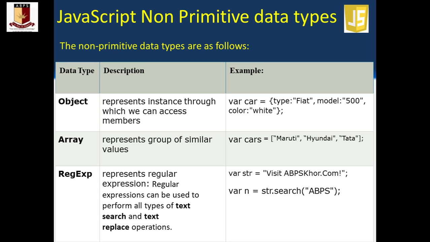Array represents a group of similar values. Similar values may be numeric or text. Suppose we have to store 100 values of the same type in JavaScript. Generally, when we have to store one or two values, we declare variables. If two values are required, we use two different variables. But if 100 values are required, what will you do? You will declare 100 variables. If you declare 100 variables, the program will become very messy.